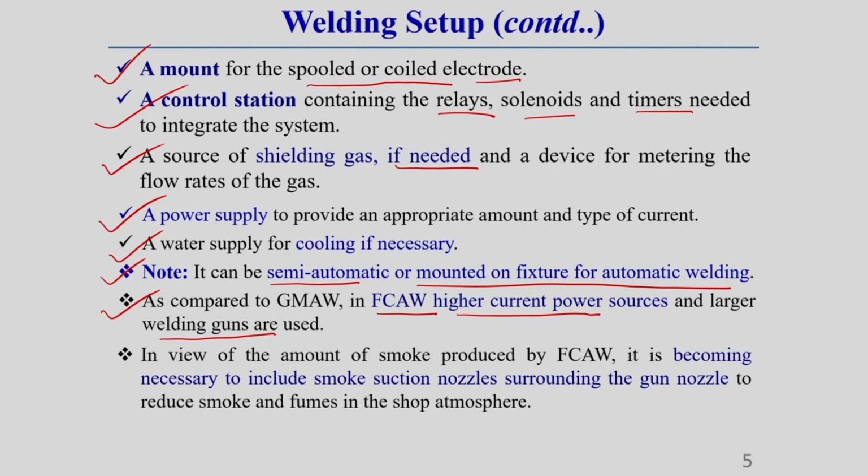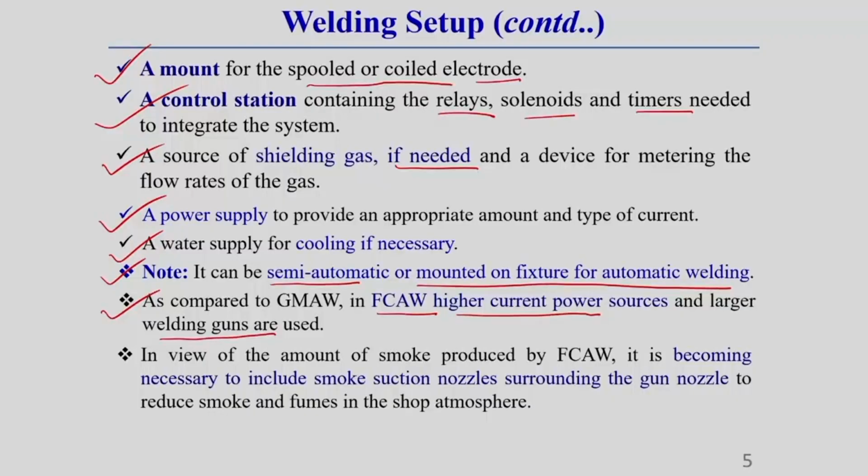Now, here for shielding purposes there can be some extra shielding gas, as in this process, due to burning of flux and the ingredients of the alloying elements, some smoke can be developed which can be toxic. So, to prevent these toxic fumes, sometimes a smoke suction nozzle may be required. This smoke suction nozzle is generally placed surrounding the gun nozzle. It suctions the smoke from this region, which helps to prevent these toxic fumes.